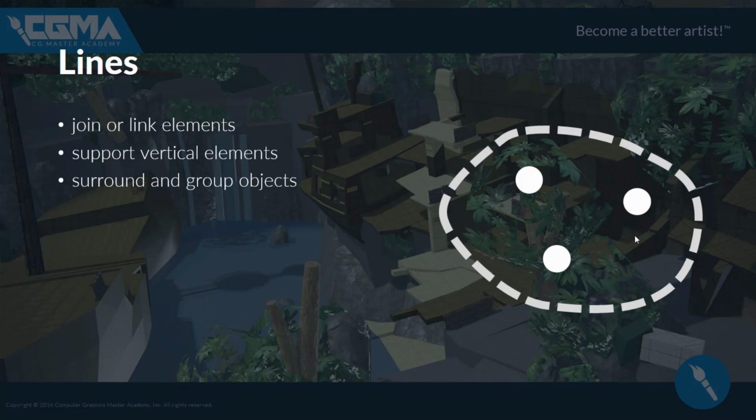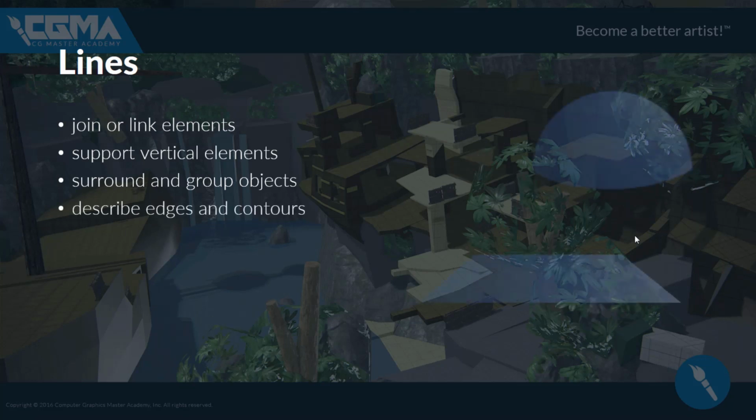Lines can be used to surround and group objects. So this could be a couple of golf balls on a green, and the green has a line around it defining the edges of that. So it creates an identity within the line space.